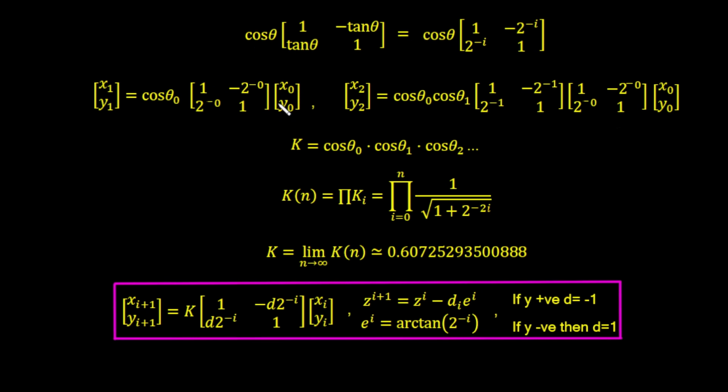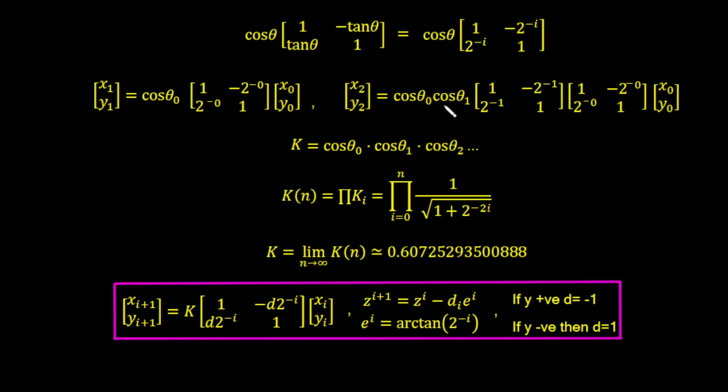If we were to go from a point x0, y0 to a point x1, y1, then we would have our rotation matrix, and we would multiply it by cos of the angle theta 0. And the rotation matrix would be given by 2 to the minus 0 and 2 to the minus 0. Now if we were then to go from the original point x0, y0 to the new point x2, y2, it would be an iterative process. That is, we would rotate first of all via this rotation matrix, and then we would rotate by the second rotation matrix, which would be 2 to the minus 1 and 2 to the minus 1.